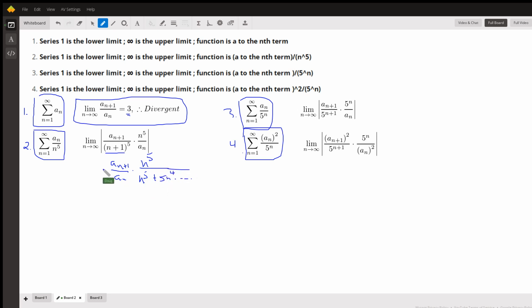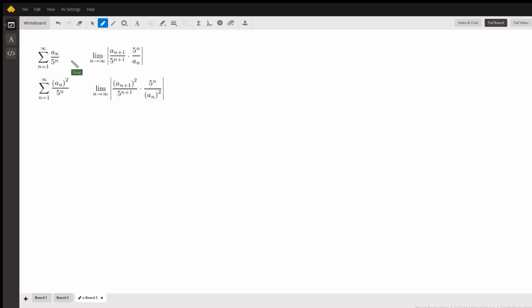But the idea is that if you take the limit of this as n approaches infinity, we know that this is a 3, that first fraction, and this is a 1 because of n to the 5th over n to the 5th. It's a rational function where the degree of the numerator equals the degree of the denominator. We look at the coefficients of those highest degree terms. That's a 1. Therefore, this series is divergent because that limit L is greater than 1. And now we'll go to the next board for these last two.